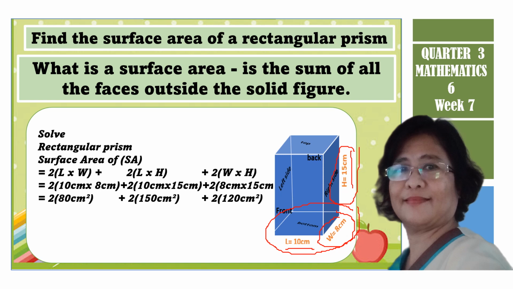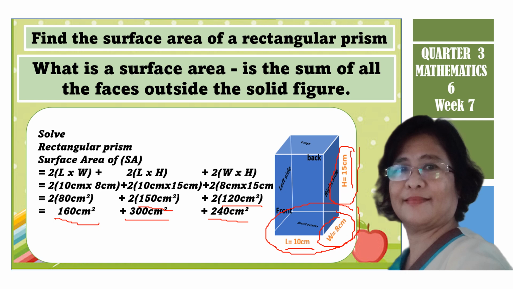Next, 10 centimeter by 8 centimeter, we have 80 centimeter times 2. And then 10 centimeter by 15 centimeter, we have 150 centimeter. 8 centimeter times 15 centimeter, we have 120 centimeter. Next, we are going to multiply by 2. So 80 times 2 equals 160 centimeters squared. Then 150 times 2 is 300 centimeters squared. And then 120 times 2 is 240 centimeters squared.